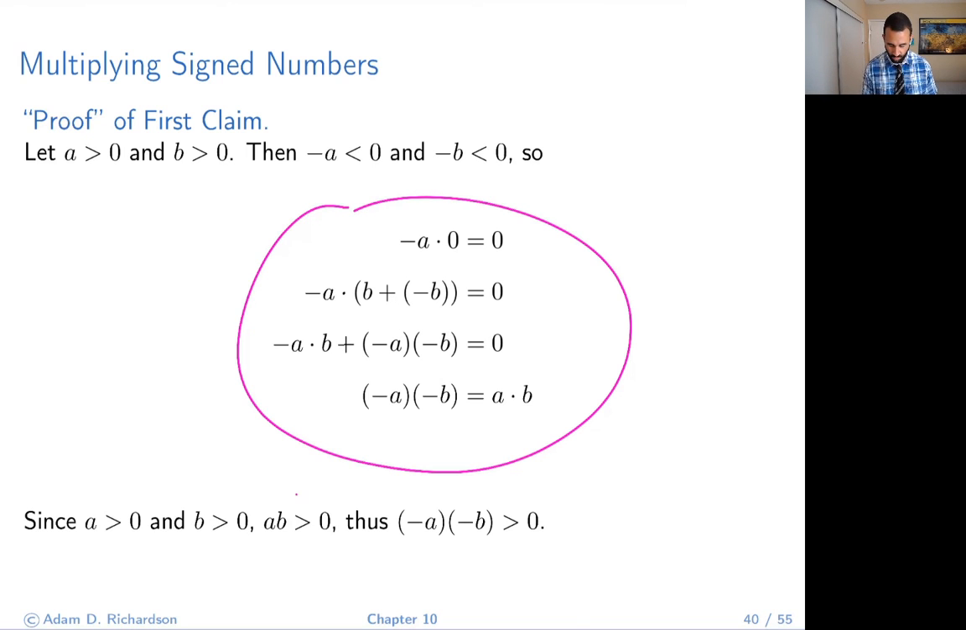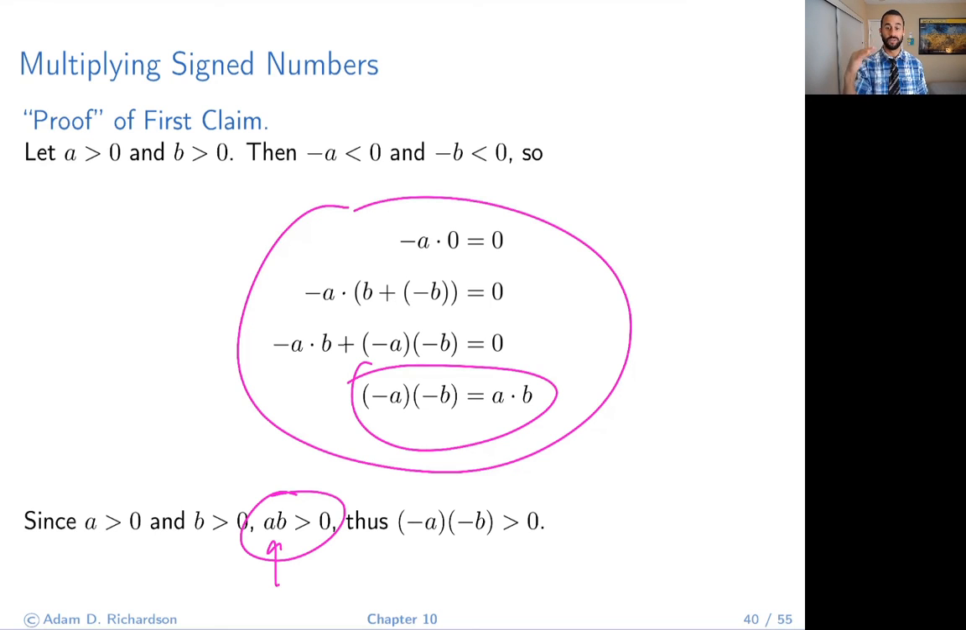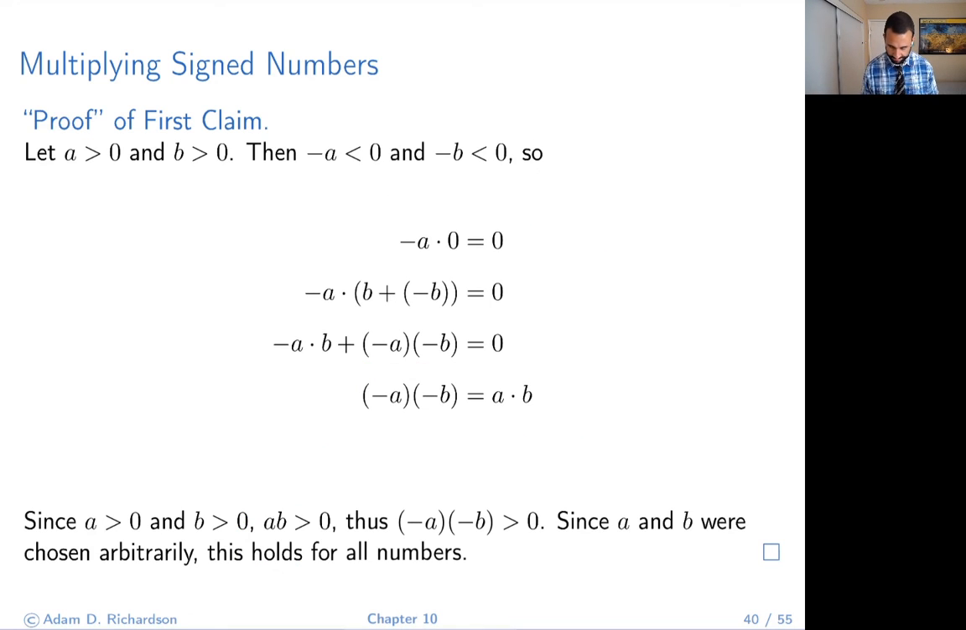For one, we're kind of assuming what we were trying to prove. So in some senses, it's a circular argument, right? But we can make sense of this because we know what multiplying two positive numbers looks like, and you always get a positive number. Actually, will you? That's a good question. If I take two positive numbers, will I always get a positive? Yeah, well, that's what we were kind of trying to prove here. So anyway, this is not the greatest proof, but I think this is enough to convince a more advanced learner that it should be true. Oh yeah, and since we chose these arbitrarily to be any positive numbers, it holds for all numbers.